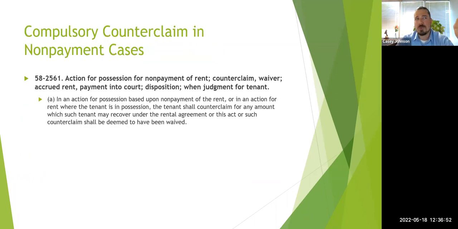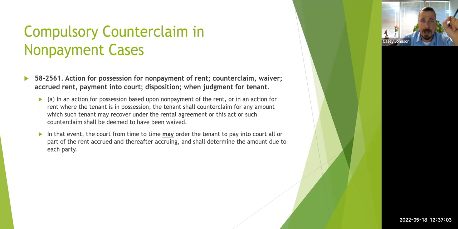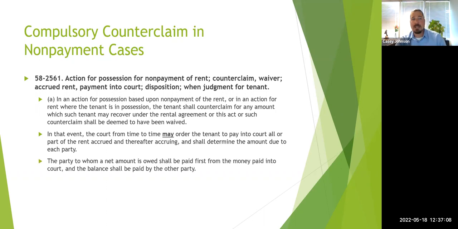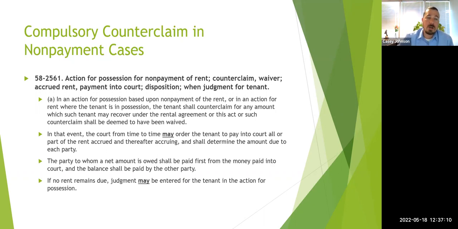If it's a non-payment of rent case where possession is an issue, the tenant has to counterclaim or they've waived those counterclaims forever. So the tenant must file a counterclaim. It's compulsory. If the tenant wins more money than the landlord's asking for in rent, then the court can. This is the only time where you can maybe not pay rent and still get possession of the property, but it's got to be done in court. There's no law that says this, but if no rent remains due after applying the counterclaim, judgment may be entered for the tenant.